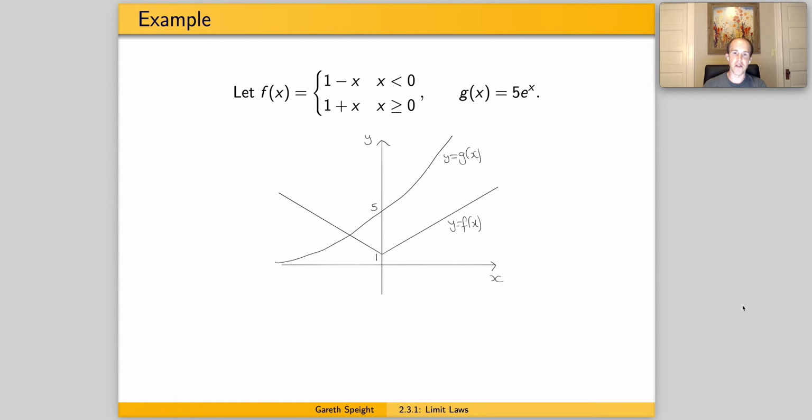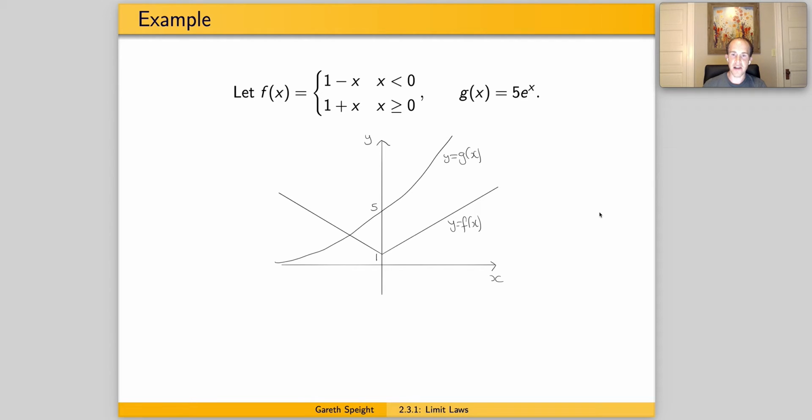Okay, so let's see a couple of simple examples where we use these rules. So here, let's say there are two functions. So f of x is 1 minus x if x is less than 0, 1 plus x if x is bigger or equal to 0. So I made the graph, so it's linear to the left of 0, linear to the right of 0. It looks something like this. It intersects at 1. And g of x is 5e to the x. So I drew the graph of g.